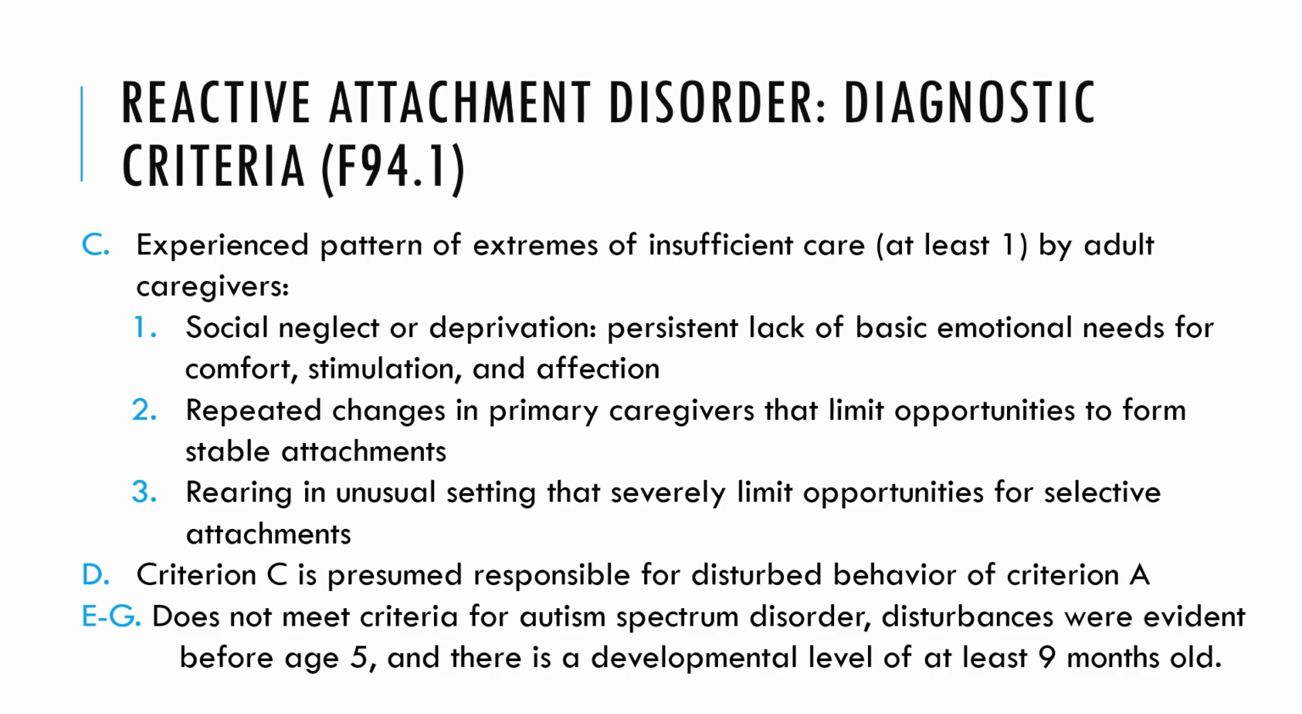Reactive attachment disorder, again, this criteria is continuing. C. Experience pattern of extremes of insufficient care, at least one, by adult caregivers. 1. You have social neglect or deprivation, persistent lack of basic emotional needs for comfort, stimulation, and affection. 2. You have repeated changes in primary caregivers that limit opportunities to form stable attachments. 3. Rearing in unusual settings that severely limit opportunities for selective attachments. D. Criterion C is presumed responsible for the disturbed behavior of criterion A.